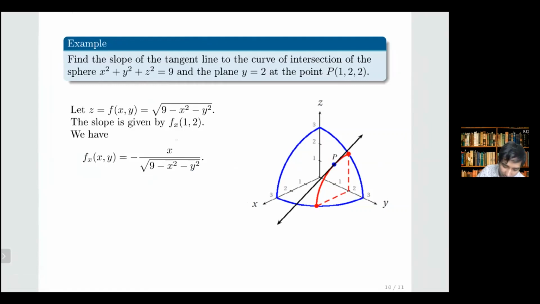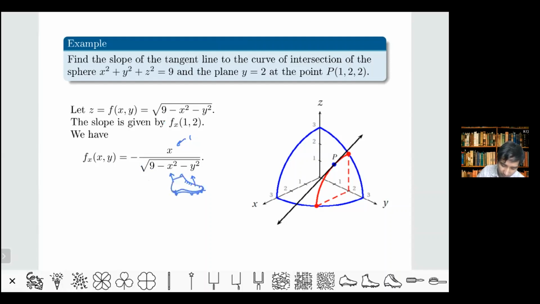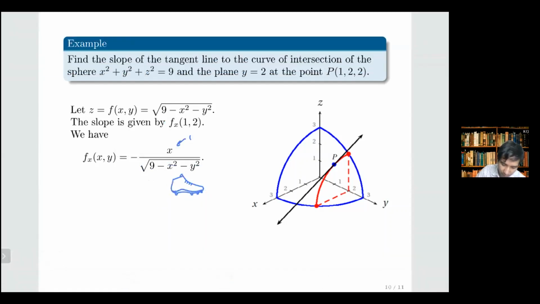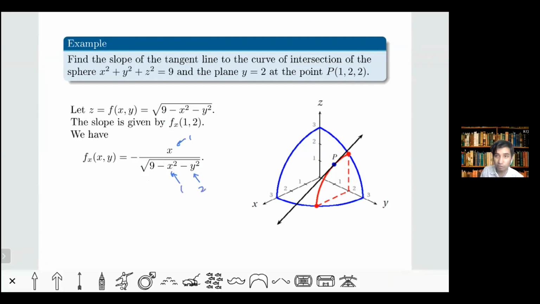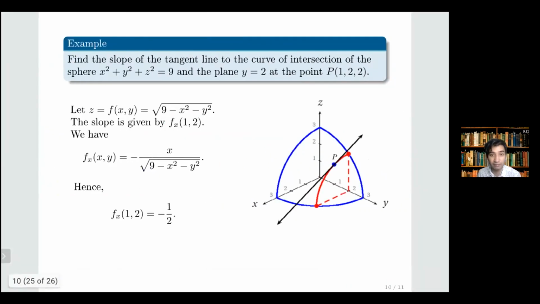Then when you replace x with 1 and y with 2, the numerator is 1 and the denominator becomes the square root of 9 minus 1 minus 4. So that's the square root of 4, which is 2. So our value is negative 1/2. That's the slope of the tangent line, this tangent line.